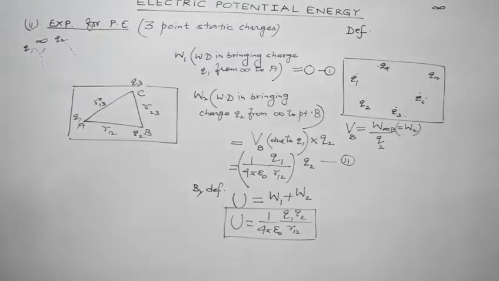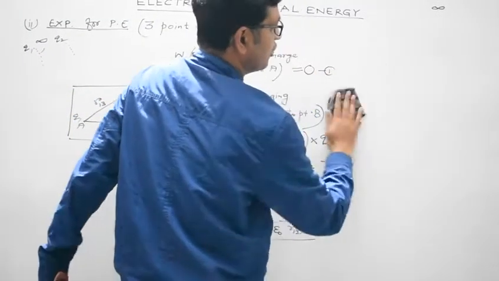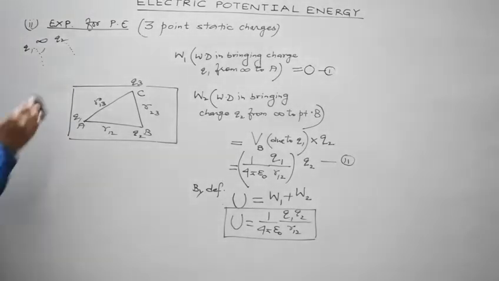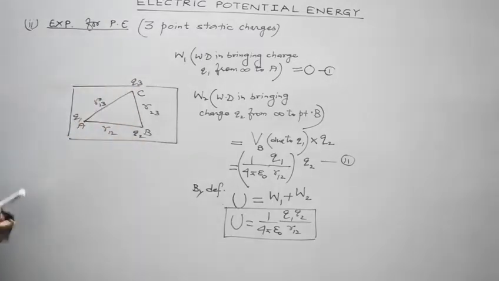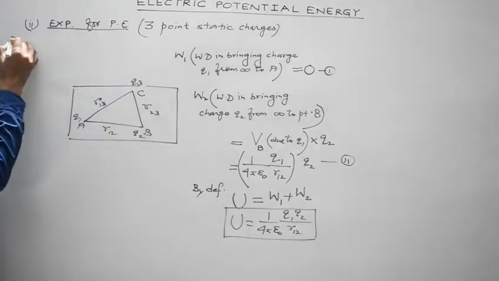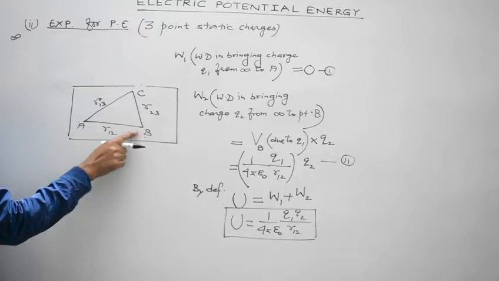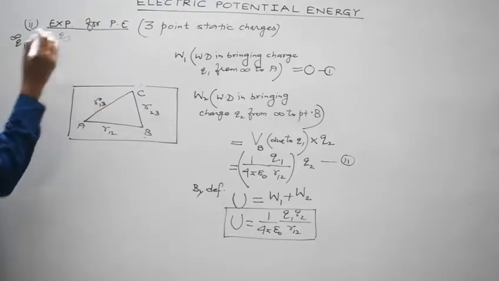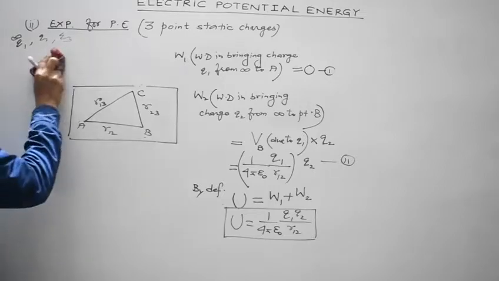So, in order to find the expression for the potential energy, again we will make use of the same concept. We will imagine initially all these 3 point static charges, Q1, Q2, Q3, to be placed at infinity. Suppose this is the infinity and this is where all the 3 charges are placed, right?